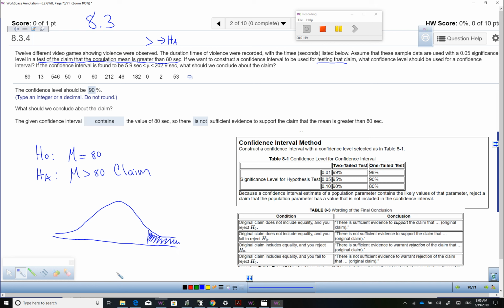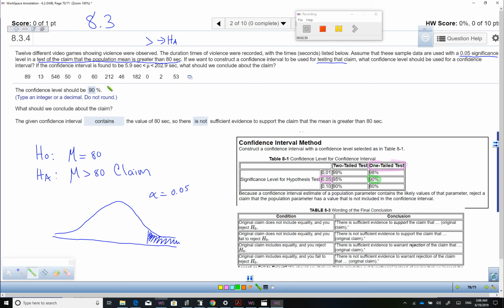The significance level is 5%. It's right here in this part of the problem, 0.05. So this table provides that information of how to select the confidence level. In this particular case we have a significance level of 0.05, and it's a one tail. So my confidence level should be 90%. This table is in the textbook. You can find this in the textbook.